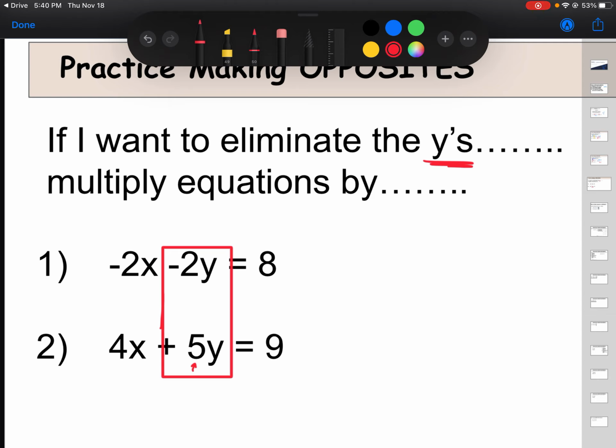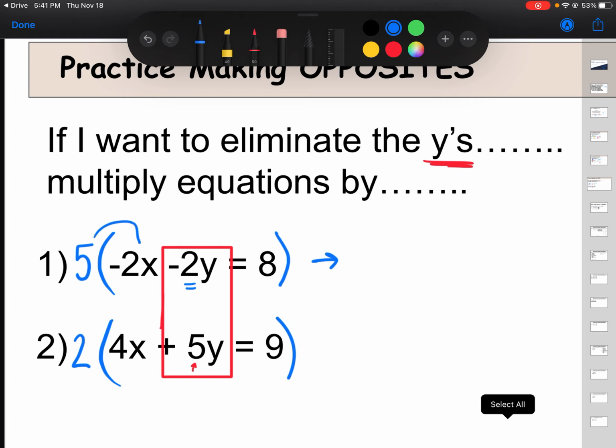So let's think of their least common multiple. What number can I make -2 and 5 become that's larger through multiplication? They both go into 10. All right, so next thought is one has to be negative 10, one has to be positive 10. So how do I get this negative 2 into a negative 10? I multiply by 5. How do I get this 5 into a positive 10? Multiply by 2.